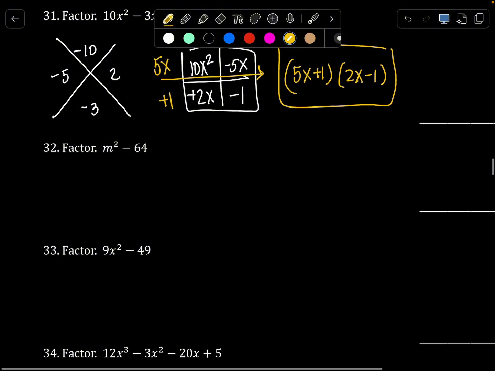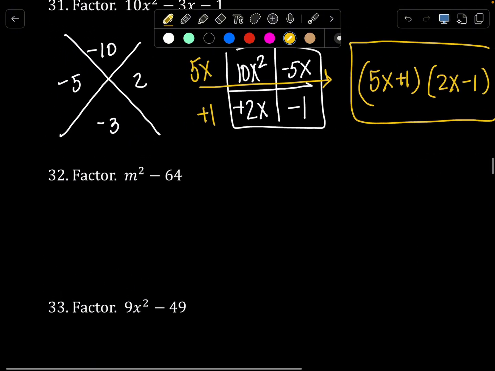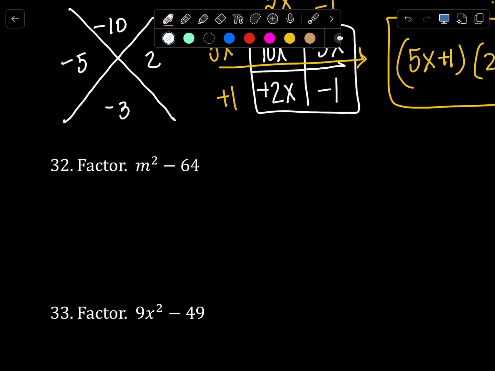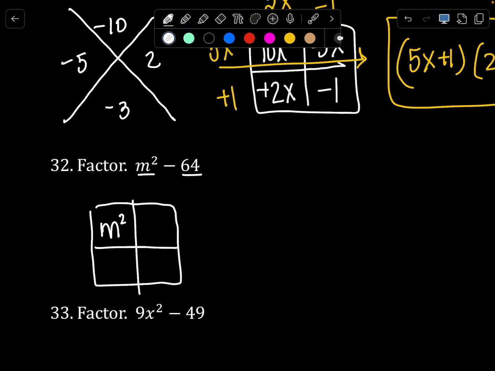Wow, we're getting through this. Lots of factoring. Number 32. We got to do a difference of two squares. But a lot of you are like, what is that? What's the difference of two squares? Well, if you forget, just use your box. I always like to do this if we have m squared inside and we have -64.